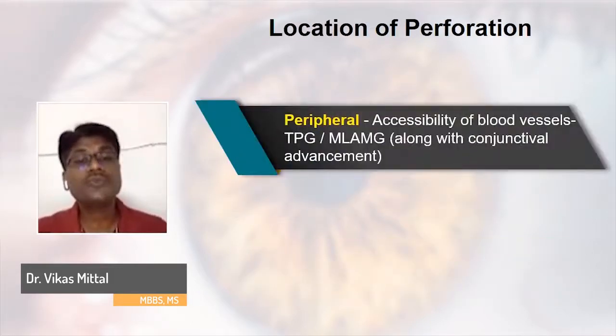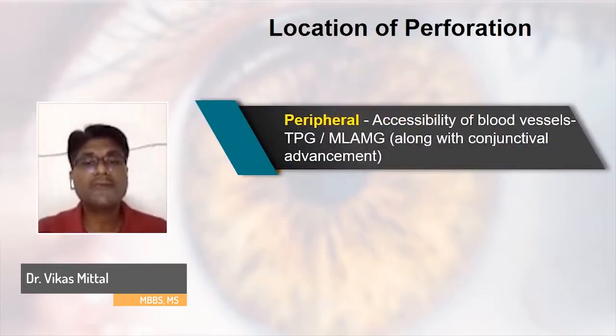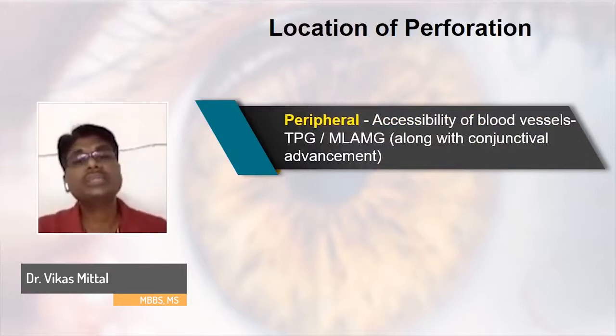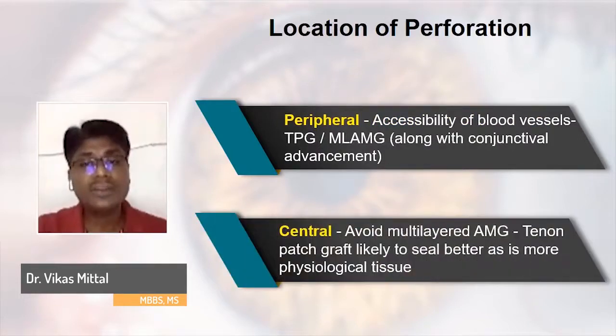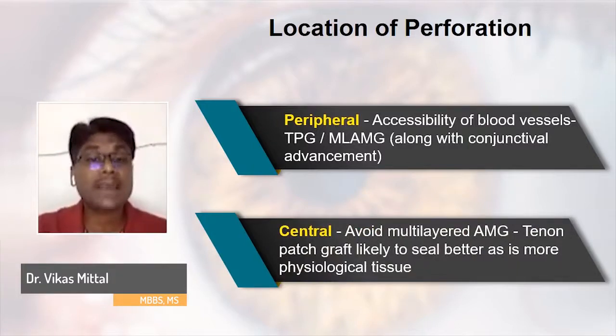Second is location. So if you have a peripheral one, you have an accessibility of the blood vessel. You can always pull some conjunctiva also. So you can easily place a multi-layered AMG and pull some conjunctiva. You can do a tenon patch graft as well. For central, you may avoid multi-layered AMG and preferably use tenon patch graft, because it's more of physiological tissue.